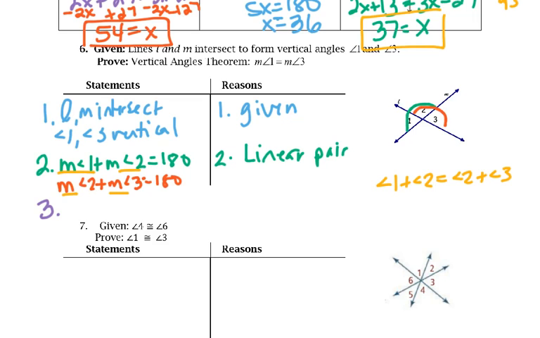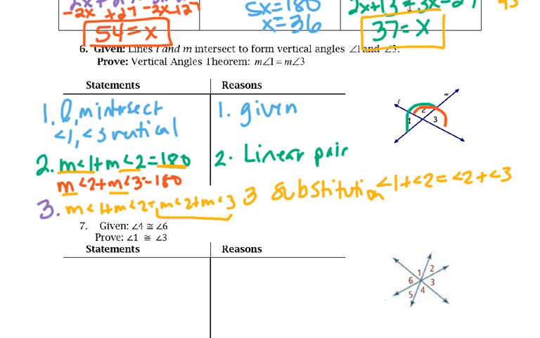Think of algebra, okay? I can say that the measure of angle 1 plus the measure of angle 2 equals the measure of angle 2 plus the measure of angle 3. The reason I'm doing that is because instead of saying 180, I substituted on the other side of the equation something that's equal to 180. So for number 3, that reason is going to be substitution. When you substitute something of equal value, that's all substitution is. So I just substituted something of equal value.